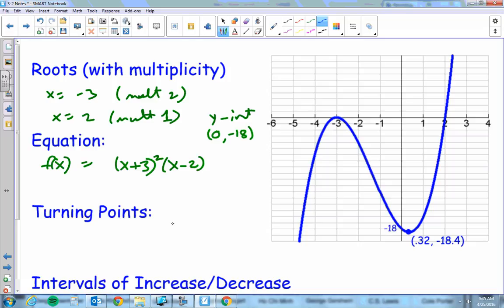Okay? How many turning points are there? 2. We're supposed to list them here, though. And I want you to categorize them. So there's one max, one min. The max is at negative 3 comma 0, and the min is, well, at this point, I gave it to you. And listen, they won't always give you the turning points, but if they don't, then they can't ask questions like the intervals of increase and decrease, right?